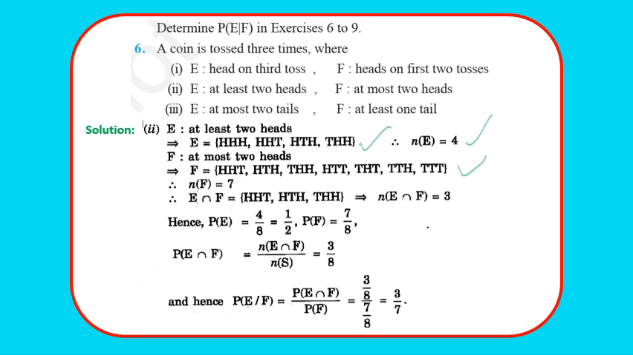So finding E intersection F, we get HHT, HTH, THH. So the number of elements in E intersection F equals 3. Hence the probability of E is equal to 4 by 8, that is 1 by 2, the probability of F equals 7 by 8, and the probability of E intersection F equals 3 by 8. So P(E|F) will be equal to P(E intersection F) upon P(F), that is 3 by 8 divided by 7 by 8, which is equal to 3 upon 7. Clear? So pause and note down the solution.